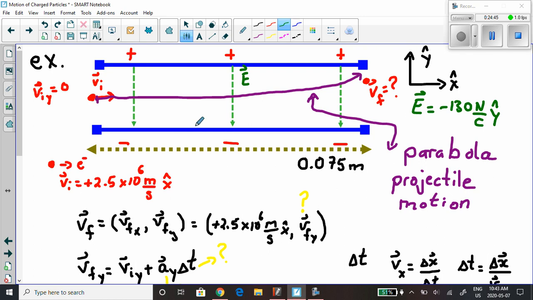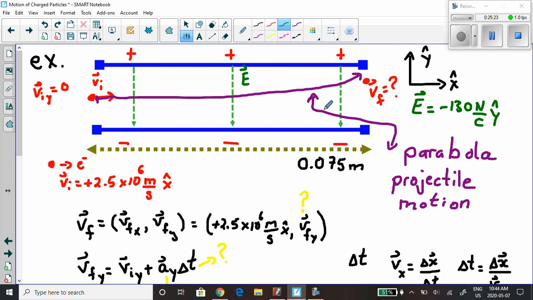Now what we have here is this little red dot, an electron. And the electron is shot horizontally into this constant electric field. That means its initial y velocity is 0, and it will go through a parabolic path till it gets to here, just leaving the parallel plates. It's a parabola. We're talking about projectile motion here. And we want to know, what is its final velocity right there?